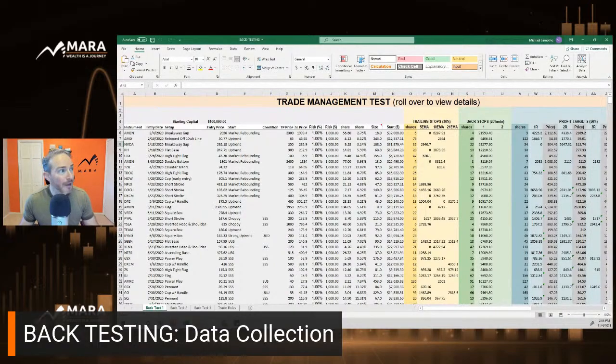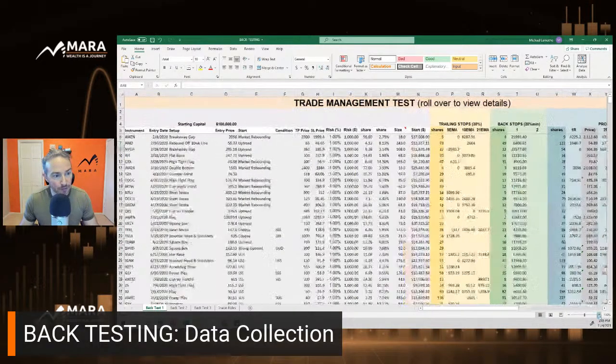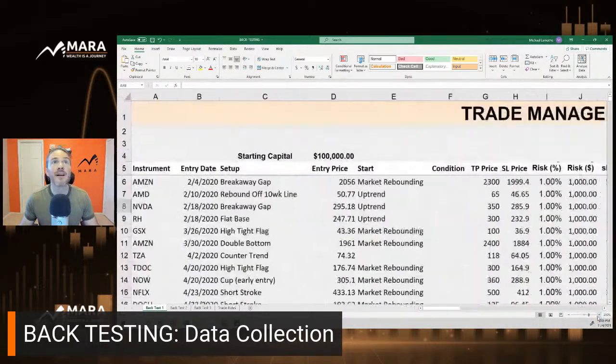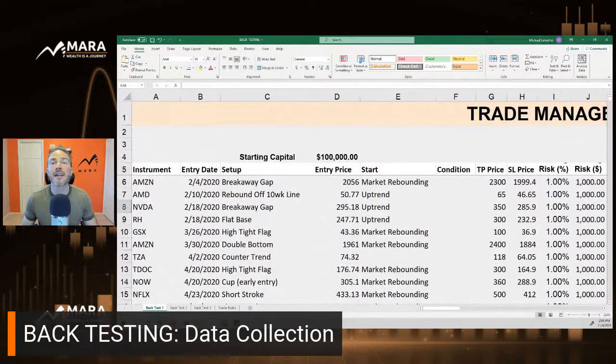Well, why don't I make this a little bit bigger? Zoom in a bit. Can you guys see this okay? Type into the chat. Let me know if you're able to see this. I have a bunch of stuff on the sheet already, but we'll walk through each thing. Let me know if you're able to see this okay.